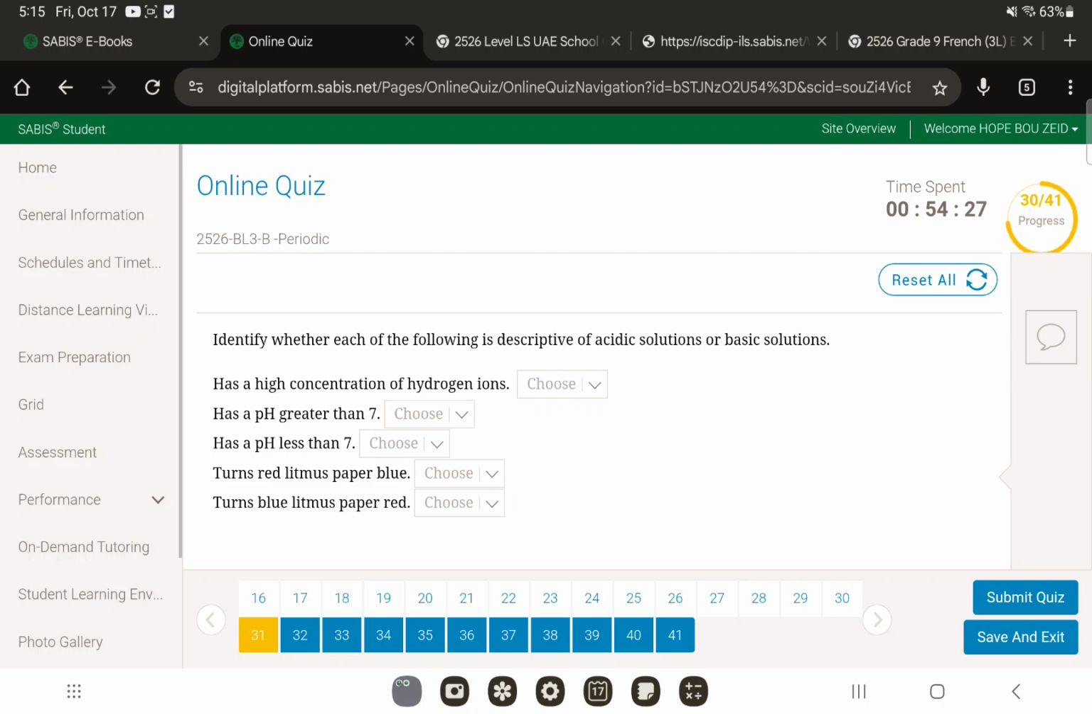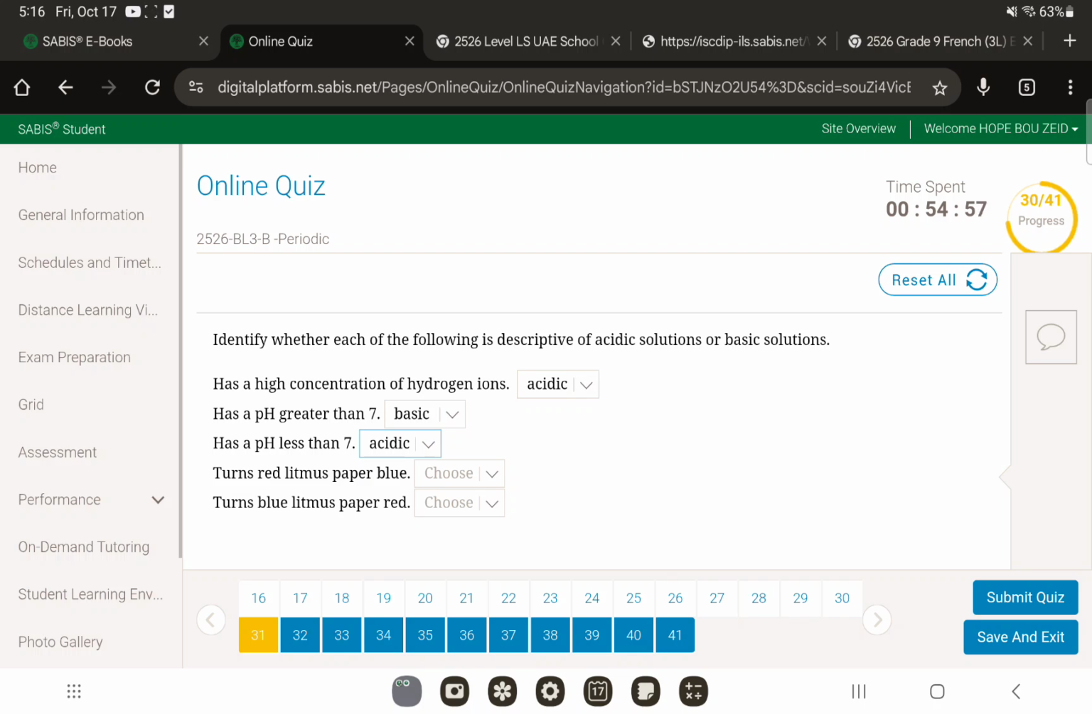Identify whether each of the following is descriptive of acidic solutions or basic solutions. Has a high concentration of hydrogen ions is acidic, because the more hydrogen ions, the more acidic. Has a pH greater than 7, basic; less than 7, acidic. And of course, as a little reminder, if it has a pH of exactly 7, then it is neutral.